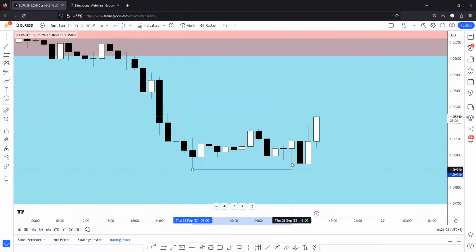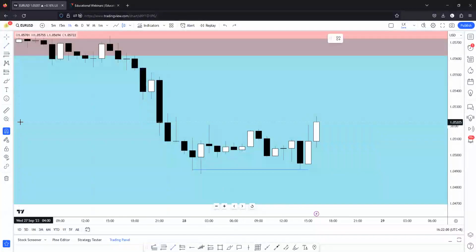And then what happens is that price came in and wicked below the low. That's one. And it also broke structure. So you can see this whole move, price came in and broke and closed above the high, this region here.